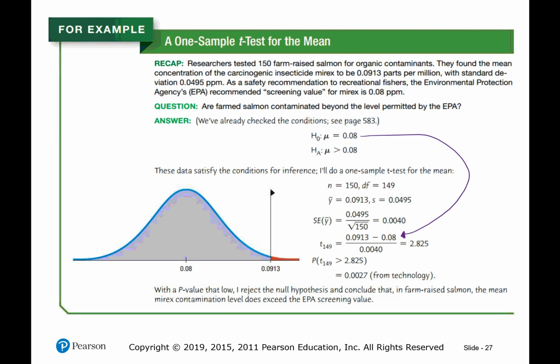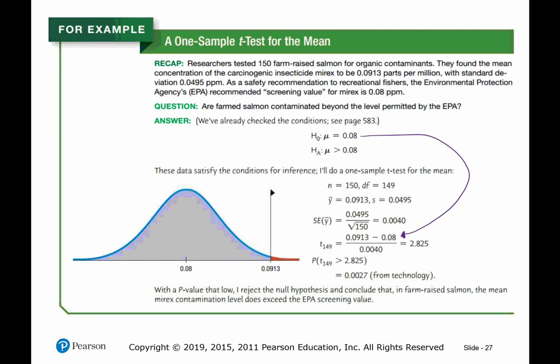Example. Again, going back to the farm-raised salmon. They found the mean concentration of Mirex to be 0.0913 parts per million, standard deviation from the sample 0.0495 parts per million. Again, exact same numbers that we saw before. As a safety recommendation, the EPA recommended screening value for Mirex is 0.08 parts per million. Well, there's our cutoff point. That's where we need to check. Are farm-raised salmon contaminated beyond that level?